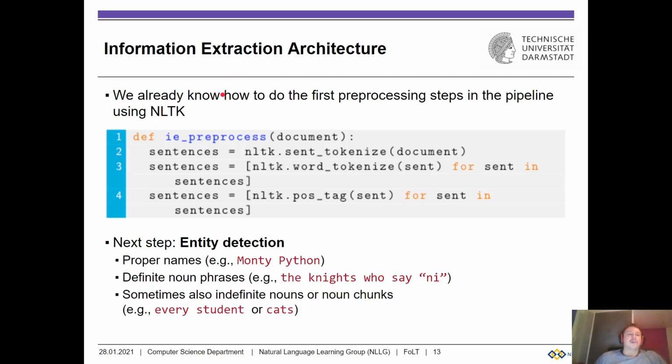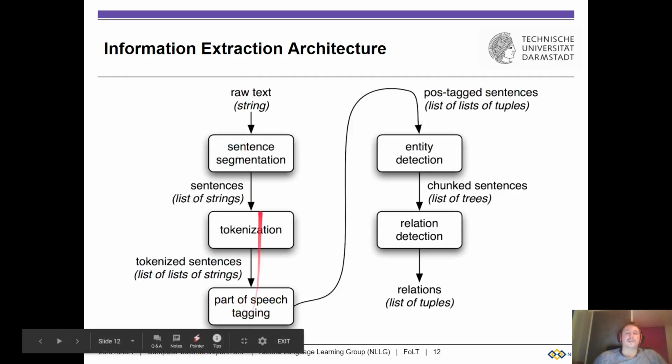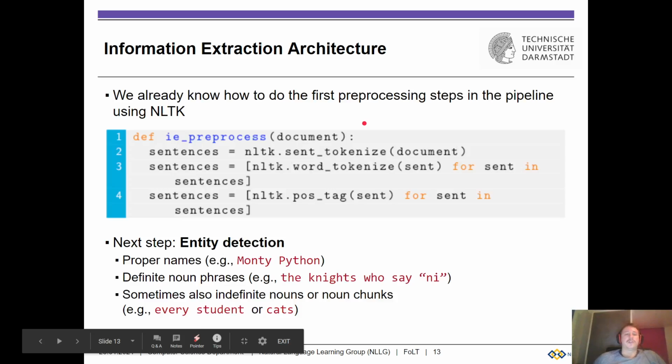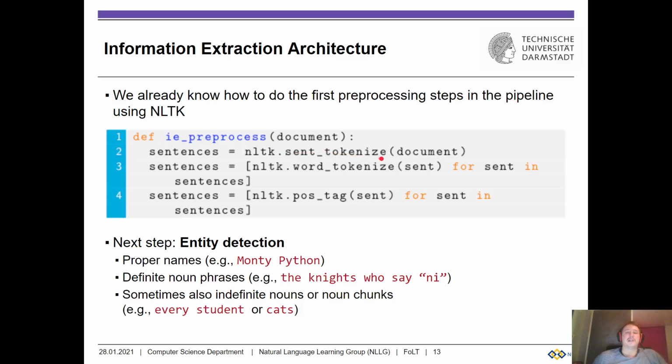So we already know how to do the first steps in the pipeline. So for example, we would take our document and do sentence tokenization. Then we get out the sentences. For all the sentences, we do the word tokenization in each sentence, and then we can also POS tag the words in the sentence, right? That's already what we know.